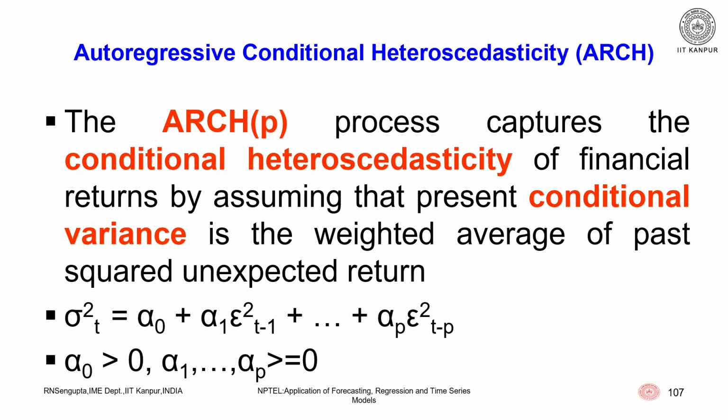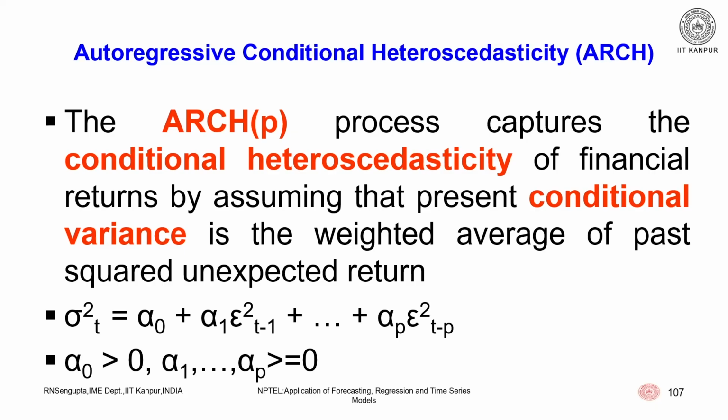The ARCH process captures the conditional heteroscedasticity of the financial returns by assuming that present conditional variance is the weighted average of the past squared unexpected returns. So, here you have how the process is evolving. Over and above that, you are also assuming that the variability is also evolving, and that is why the second bullet point which you see is basically related to the relationship of sigma square suffix t with respect to the average of the past squared unexpected returns which you have.